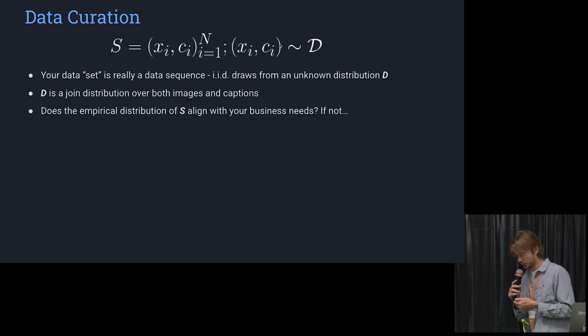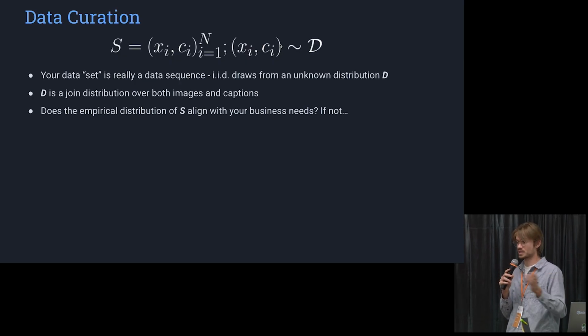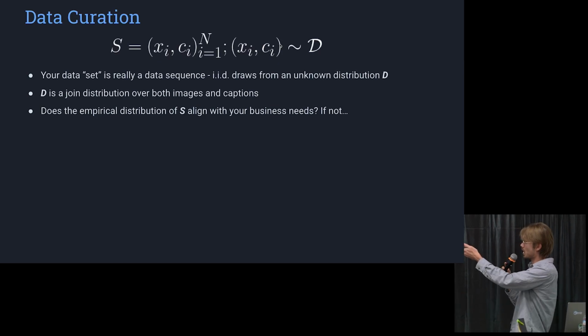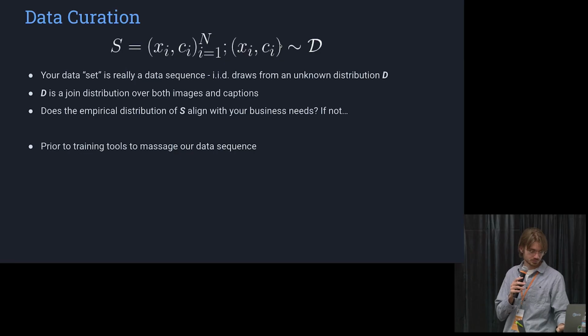And if you're in any kind of business context, a really often overlooked but pretty straightforward question is, does the empirical distribution of this sequence that I'm working with align with business needs? If we need beautiful images, are these images beautiful? If we need images with lots of text, do these images have lots of text? At the end of the day, the capability of the model that you're training is going to be upper bounded by what the empirical distribution of your training data set looks like.